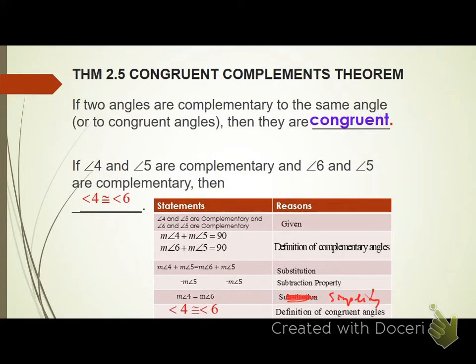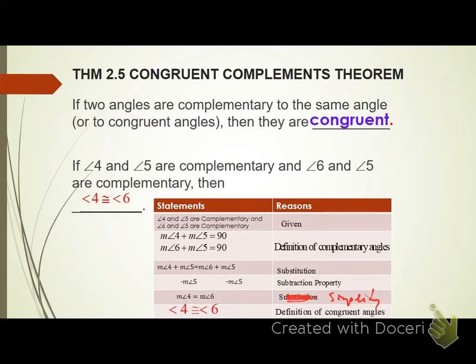Obviously, we start with the given. If we're given that 4 and 5, 6 and 5 are complementary, then we have that in there to start because every proof starts with given information. And then once we know they're complementary, we know they're going to add to 90 because of the definition of complementary angles. Then we can use substitution to say 4 plus 5 equals 6 plus 5. Then we can subtract the measure of angle 5 from both sides because that's a common piece out of both sides, from the subtraction property.